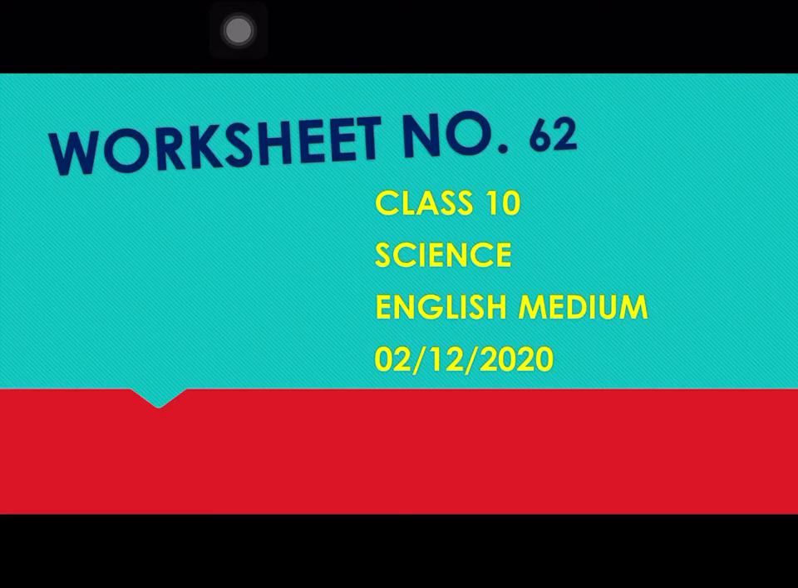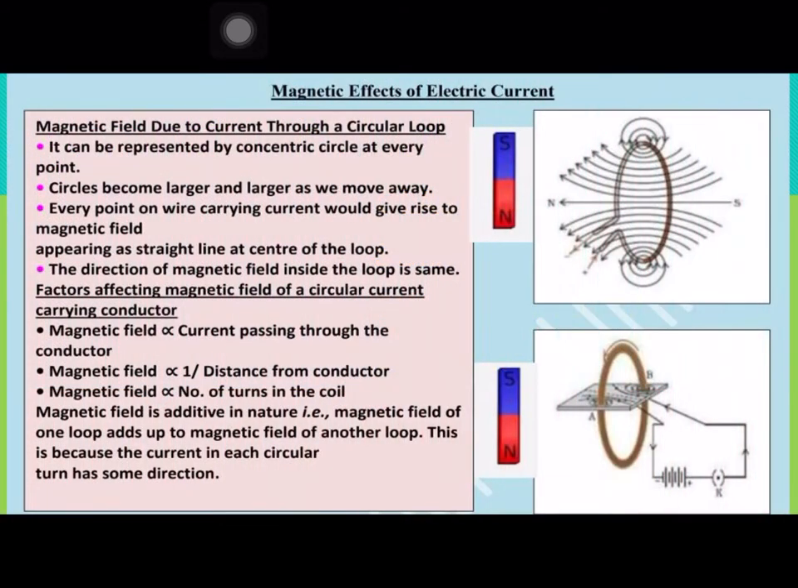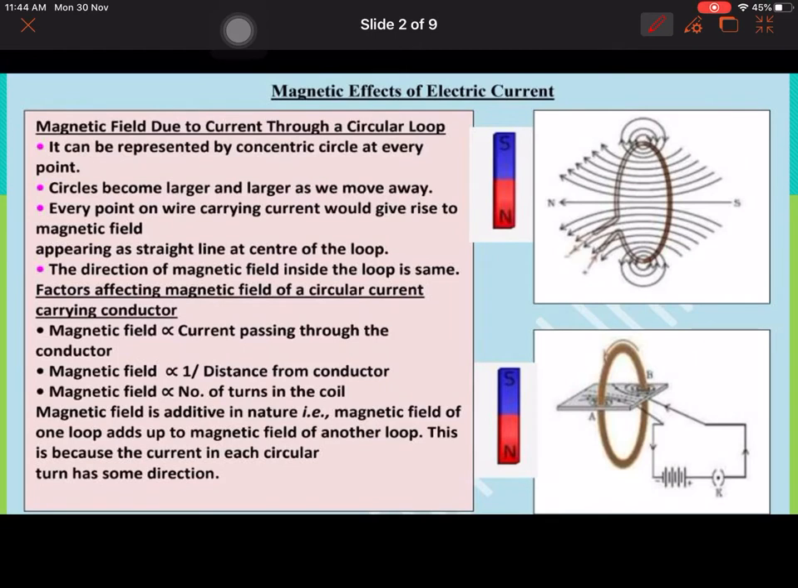Class 10th Science for the date 2 December we will discuss. As you know, the magnetic effects of electric current lesson is going on. So in this worksheet we will discuss magnetic field due to current through a circular loop. So you can see this is the circular loop, and when the current is passing through this circular loop, how the magnetic field develops we'll see.